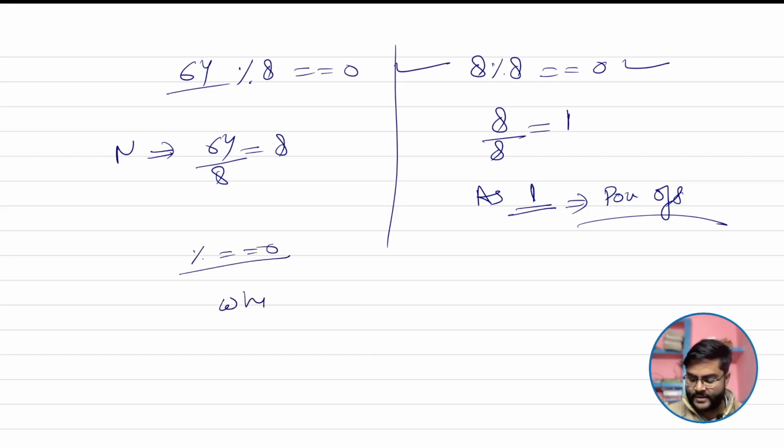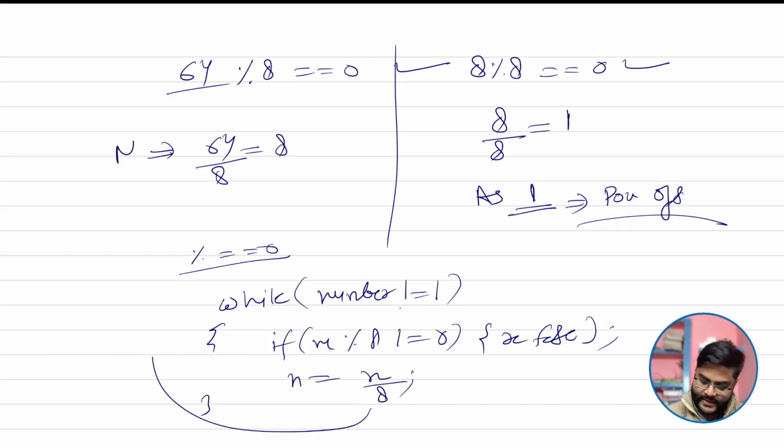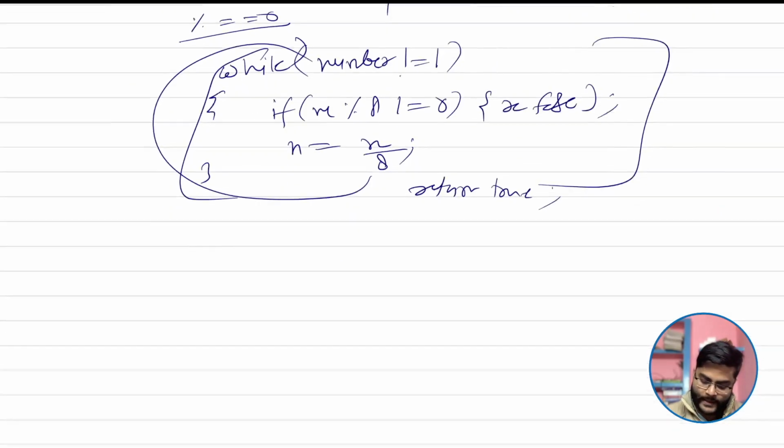So you can write while your number does not equal 1, check if your number mod 8 equals 0. If it is not 0, return false from here. Otherwise do number equals number divided by 8 and keep doing this. At the end return true. It is a pseudo code, you can correct this right now.